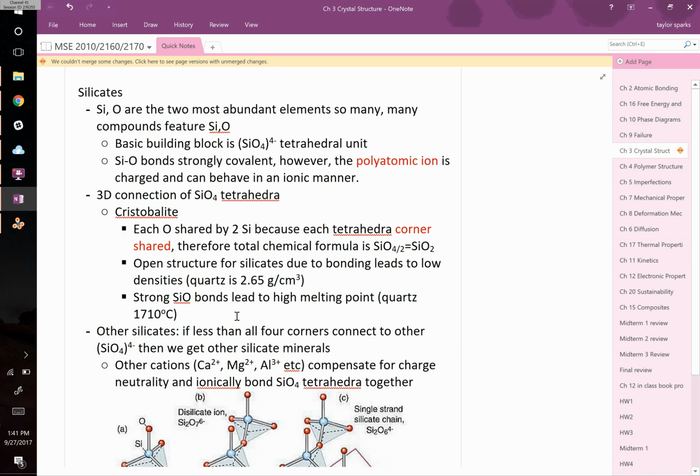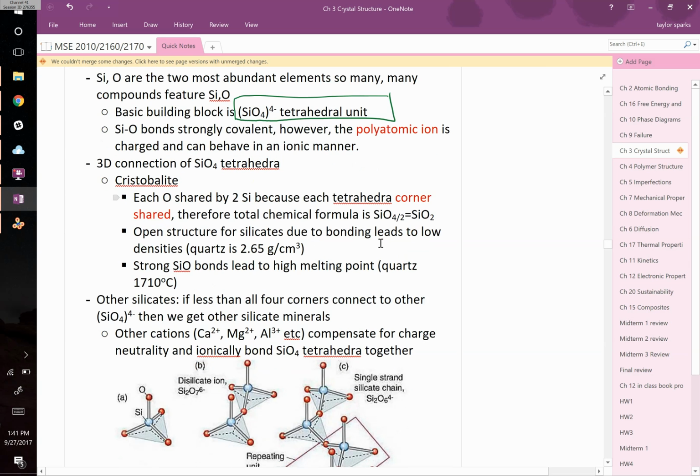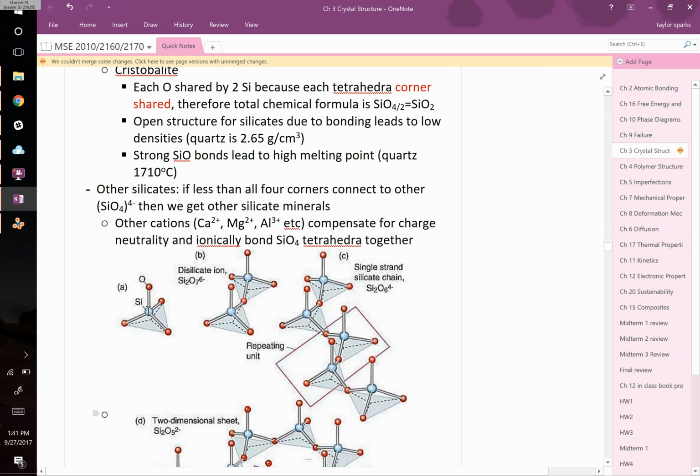So silicates, what they have in common is that the silicon is bonded to the oxygen, and the way that silicon bonds with oxygen is it forms this SiO4 tetrahedral unit. That's the key thing to remember. All silicates have these little tetrahedra. Remember, tetrahedra means 4 sides, so it's one of these things. You've got the silicon in the center, and you've got the 4 oxygens around it. So that's a SiO4 tetrahedral unit.